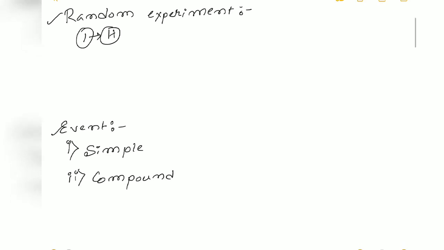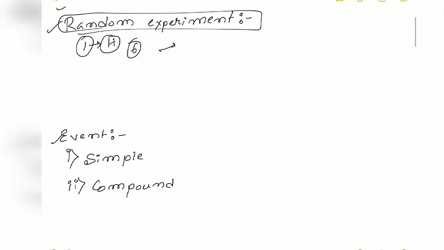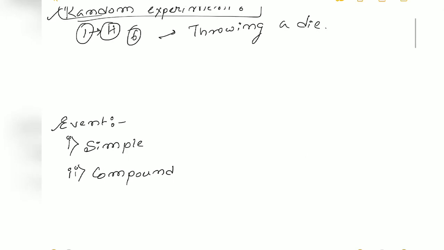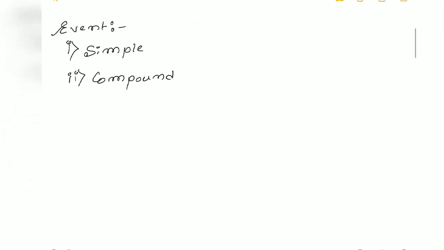Now in the random experiment, you don't know whether it will appear heads or tails, or in case of a die, you are unable to predict with 100% surety that only 6 will appear when you throw the die once. So that type of experiment is called a random experiment. For example, throwing a die is a random experiment. So there are many examples of random experiments, like pulling out one card out of 52 cards from a deck, right?